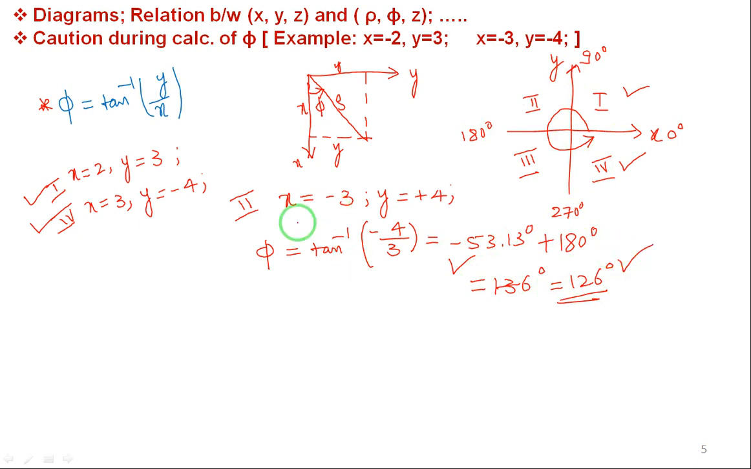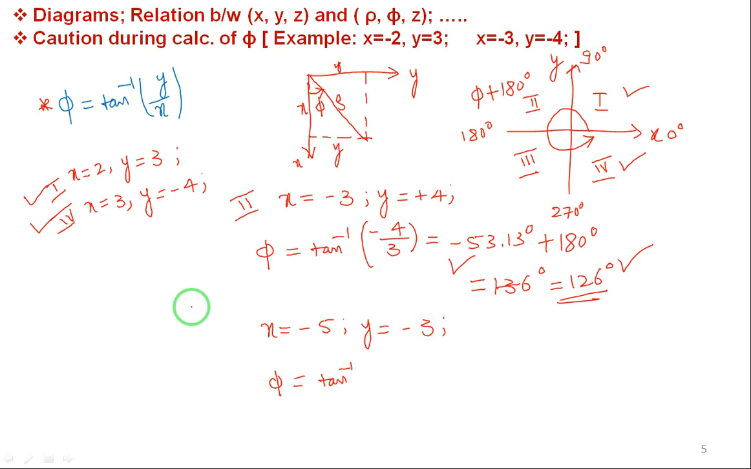The angle is correct. So whenever the point comes in the second quadrant, whatever value of phi comes, I have to add 180 degrees to the original value, so that I get the correct angle, 126 degrees. Next I will give one more point and you work it out and tell me. X is equal to minus 5, and I will give the y value also negative, minus 3. So calculate the value of phi.